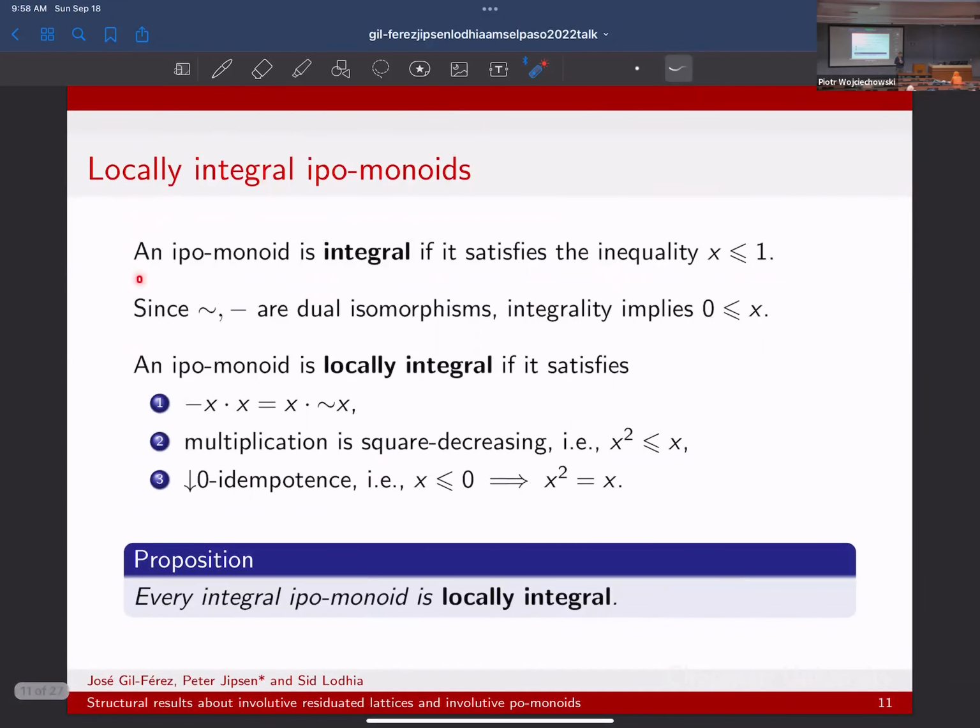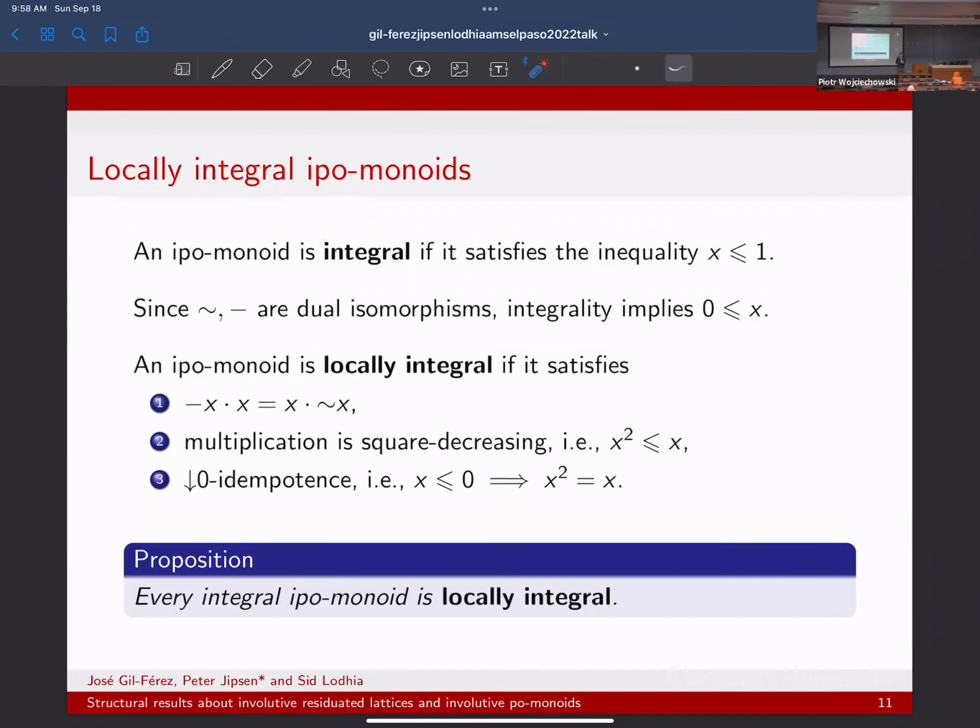Now, an IPO monoid is called integral if x is below 1 for all elements x. I don't have a join, so I can't express it with an identity, but it's a universally quantified inequality, and the theory of IPO monoids is not, we're not talking about varieties, we're talking about partially ordered varieties.